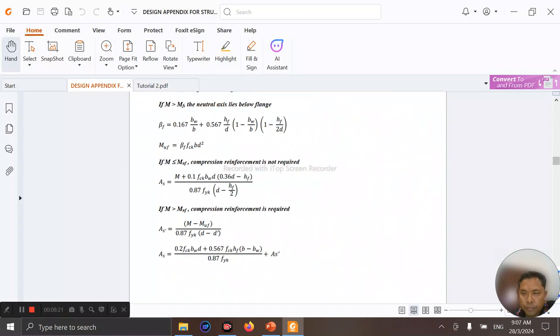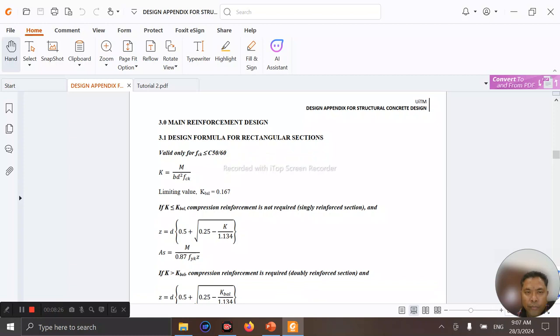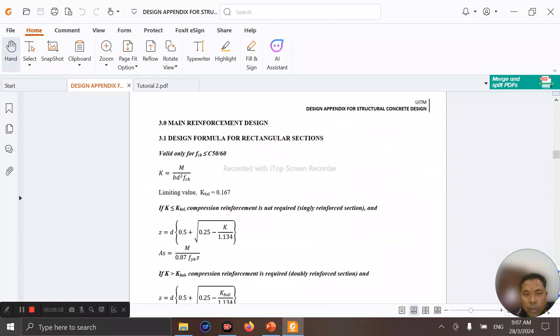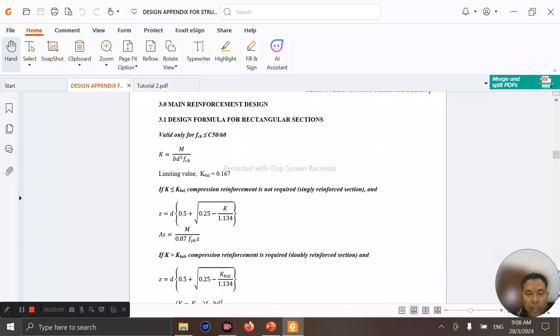Here you can see the formula to design for singly reinforced sections. You may see that K balance here is specified to be 0.167, where the formula for K is equal to moment M divided by b d squared fck. Actually it is the same as this. If you play around with the formula, K is equal to moment divided by fck b d squared. So you don't have to memorize, but you can use page number 8 of Eurocode 2 to find the formula for designing singly reinforced sections, where M here means the ultimate moment or moment of resistance.